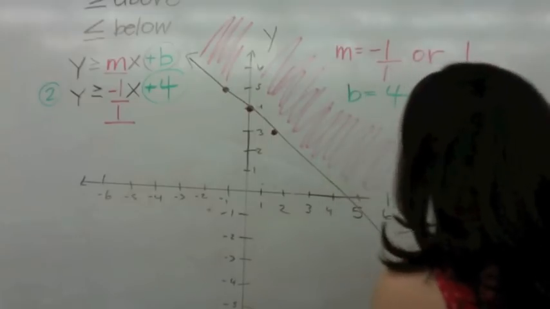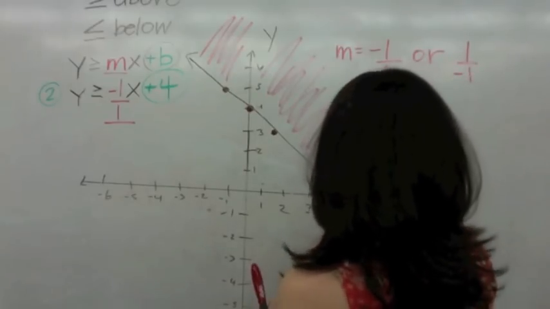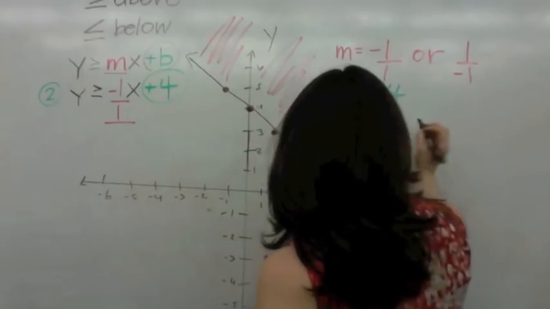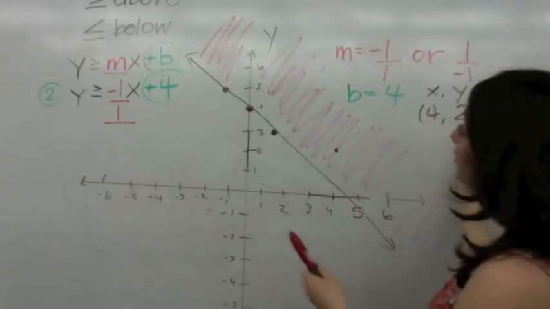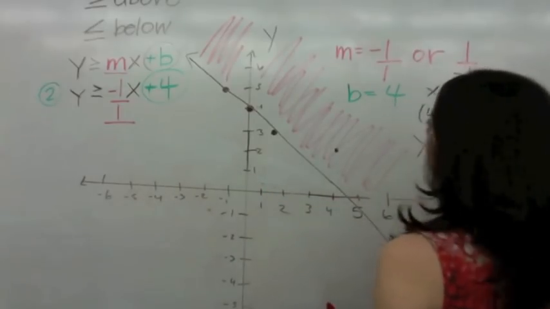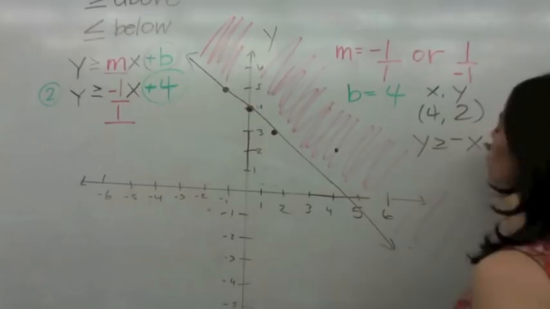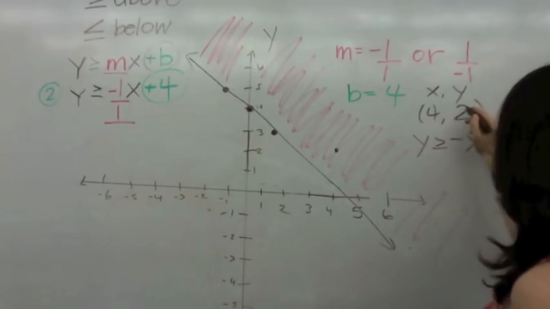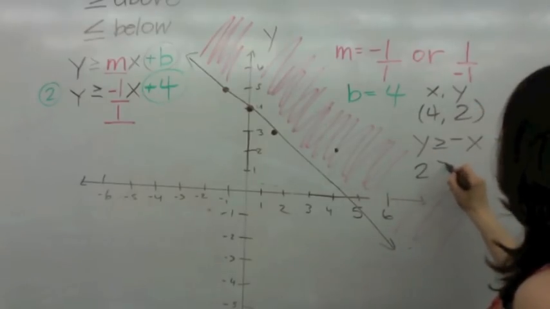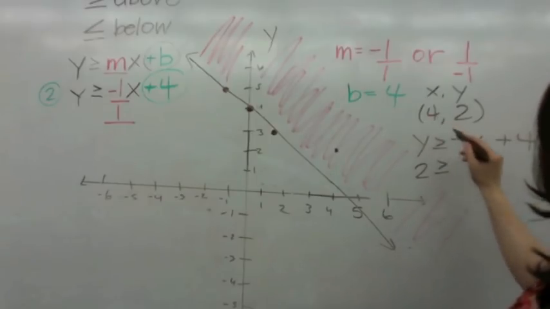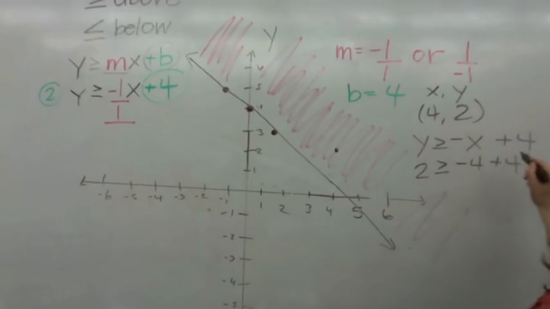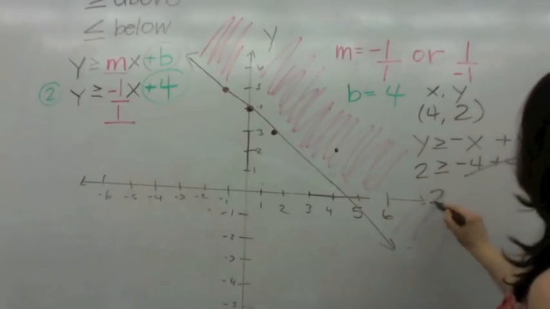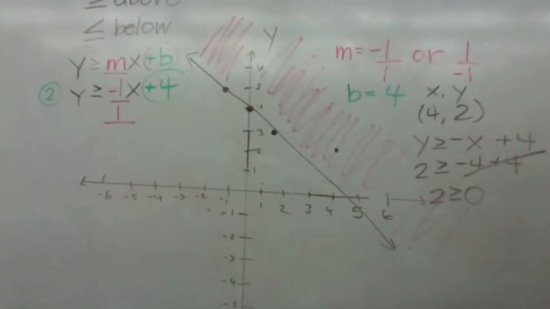So let us choose any point. Why don't we choose 4, 2? This is x and this is y. And we're going to plug it into y is more than or equal to -x plus 4. So let's put 2 where y is. We're going to say 2 is more than or equal to, what is x? X is 4, so we make it -4 plus 4. -4 and +4 make 0. Is 2 more than or equal to 0? Yes, indeed. So that is a solution.